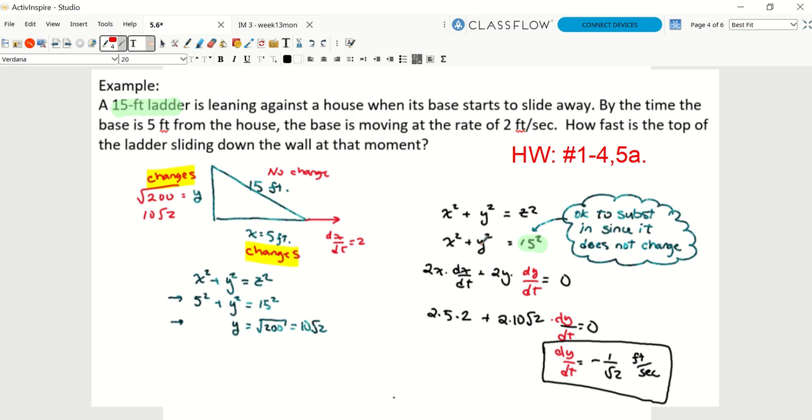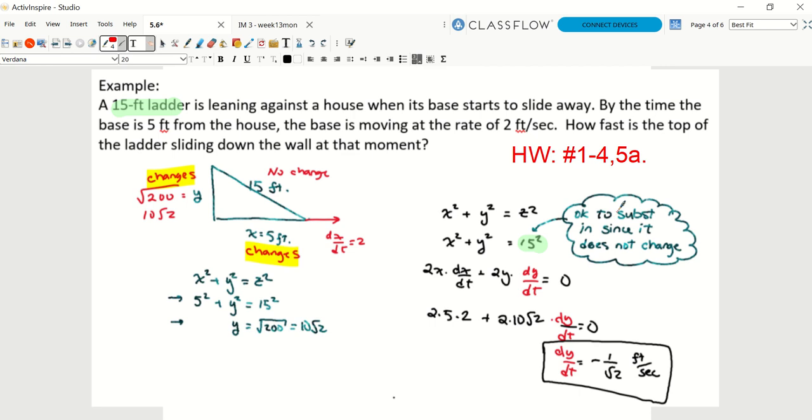Now, let's see what happens if you plug in y, and something similar happens. If you plug in y over here for 10 root 2, when you take the derivative of 10 root 2 squared, you're going to get a 0 here. That's going to eliminate that, and you're going to get a 0 times dy over dt, which becomes 0. So the dy dt is going to go away. Okay? So that's why you leave the x and the y.